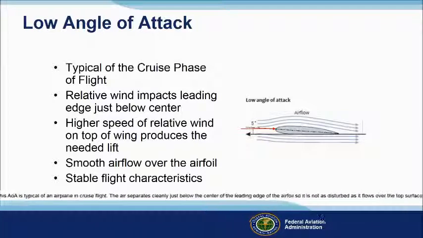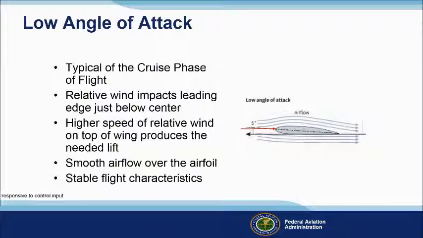The air separates cleanly just below the center of the leading edge of the airfoil, so it is not as disturbed as it flows over the top surface of the wings as it is with a higher AOA. The airflow is smooth over the airfoil, and the high velocity of the air over the airfoil produces the lift needed for level flight. In these conditions, the wing is stable and responsive to control input.